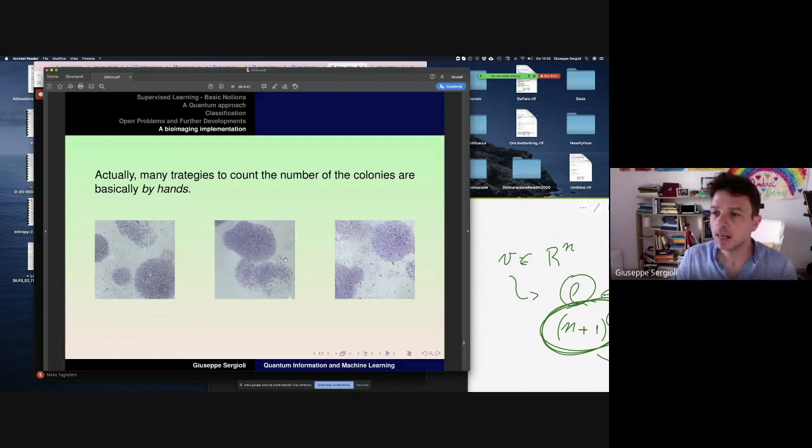Well, generally there are not so well developed ways to count these colonies, and generally they use a kind of Bayes methods. Of course, Bayes in terms of visual imaging, okay? But there is not an algorithm that is able to, in a very efficient way, count this number of colonies.